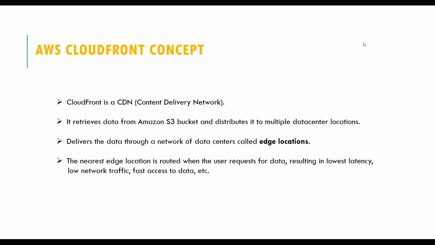CloudFront is a CDN, a content delivery network. It retrieves data from an Amazon S3 bucket and distributes it to multiple data center locations. It delivers the data through a network of data centers called edge locations. The nearest edge location is routed when the user requests data, resulting in the lowest latency, low network traffic, and fast connect to data.